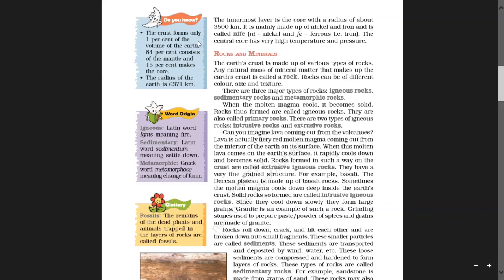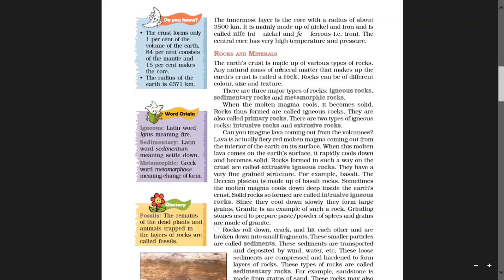See another one. Do you know the crust forms only 1% of the volume of the earth? 84% consists of the mantle, and 15% makes the core. The radius of the earth is 6,371 kilometers. Tick mark all this, okay? And know the radius of the earth also.